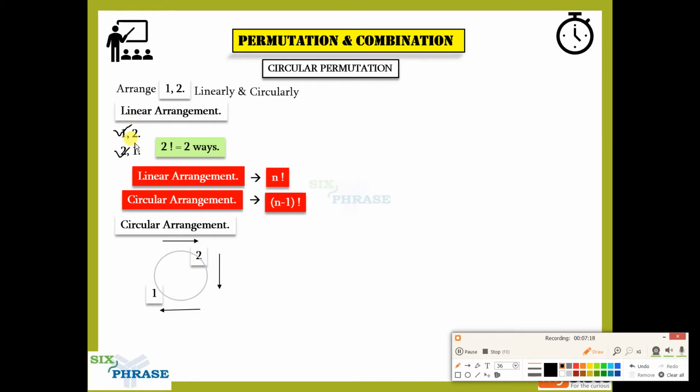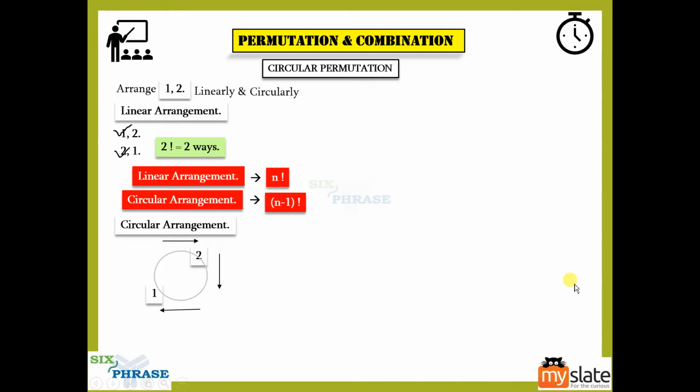So in linear arrangement, we needed two different arrangements, or two ways of permutating, but in circular arrangement we just needed one. So that is why I said here, if it is 2 factorial, then it will be 2 minus 1, 1 factorial. Now let us look at other numbers, just so that you get an understanding of this. So it's one way, right?